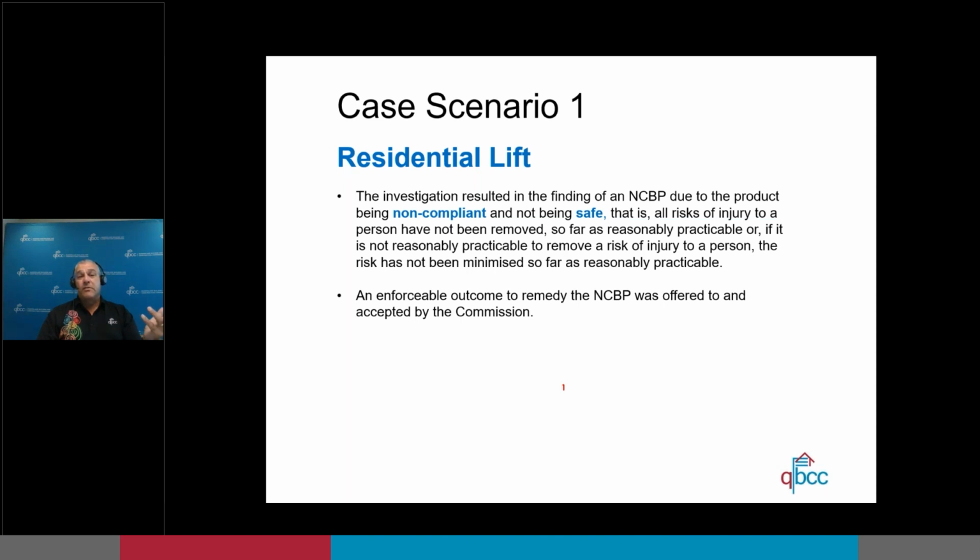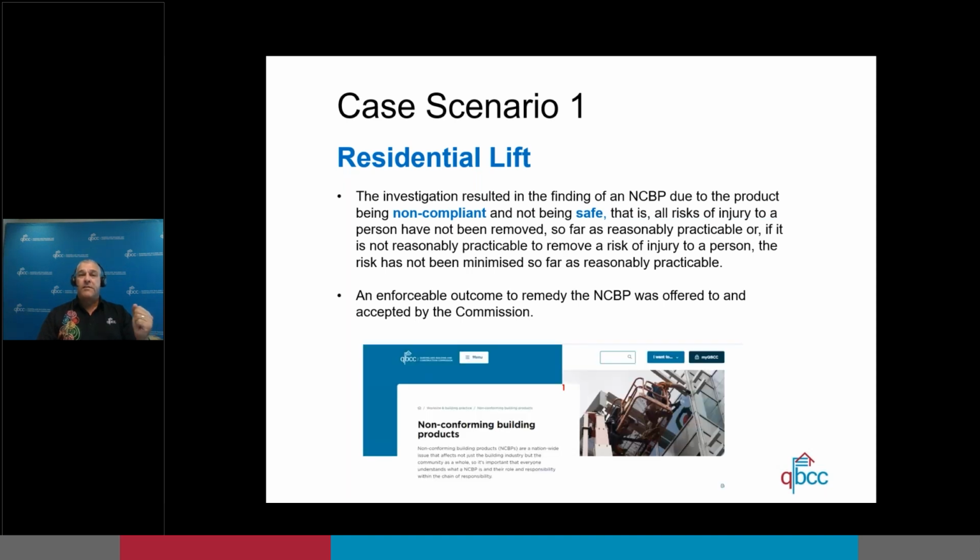So if you're looking for information about the enforceable undertakings, go to the QBCC website, and my colleagues should be putting the information in the chat now so you can go straight to it. That's what you need to look for, on the bottom of the screen there. You can see the lifting, and that's where you'll find the information about the enforceable undertakings.